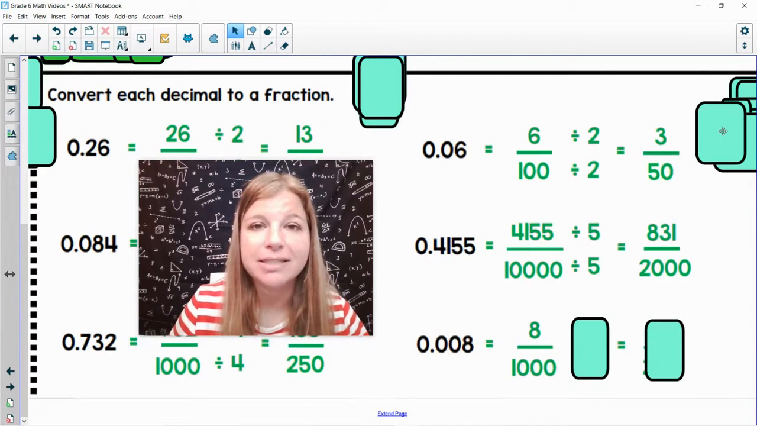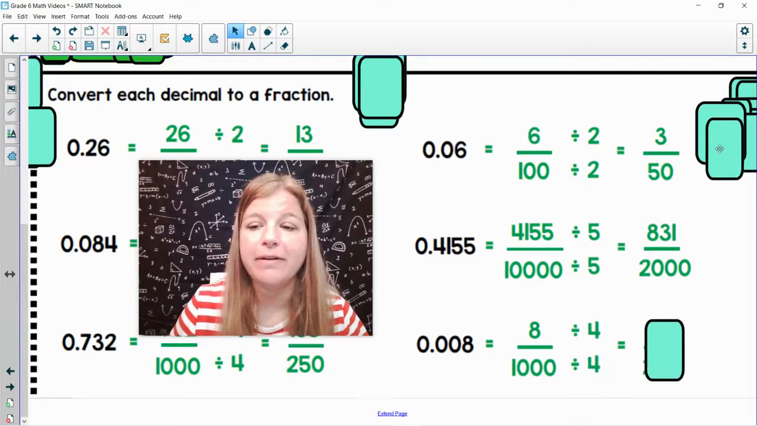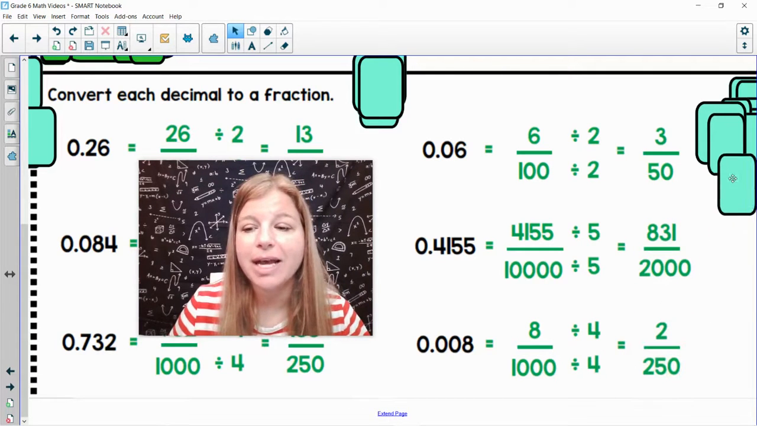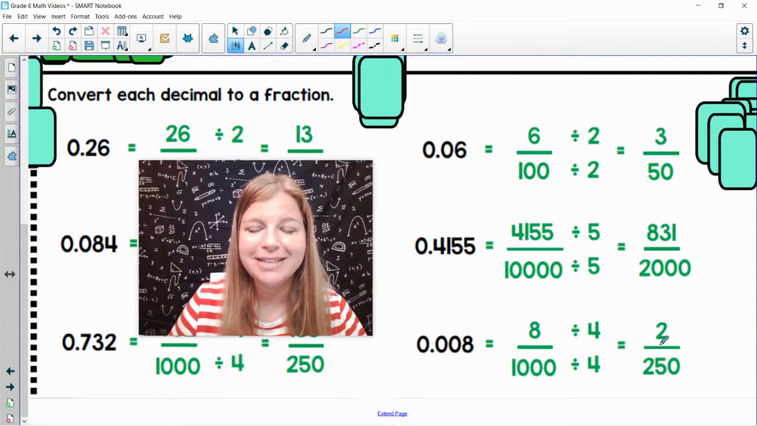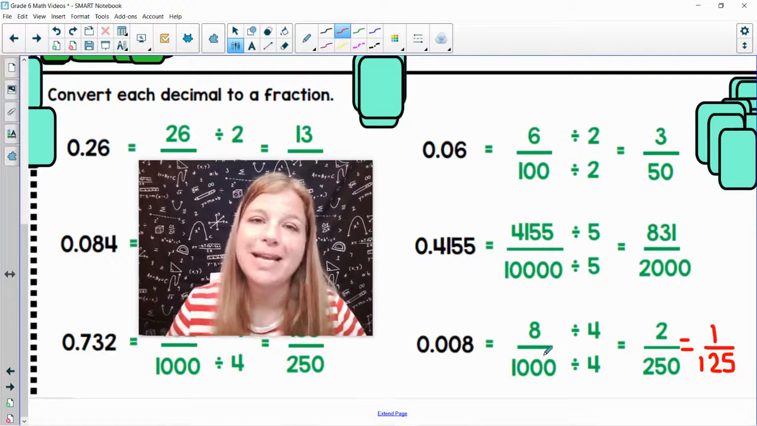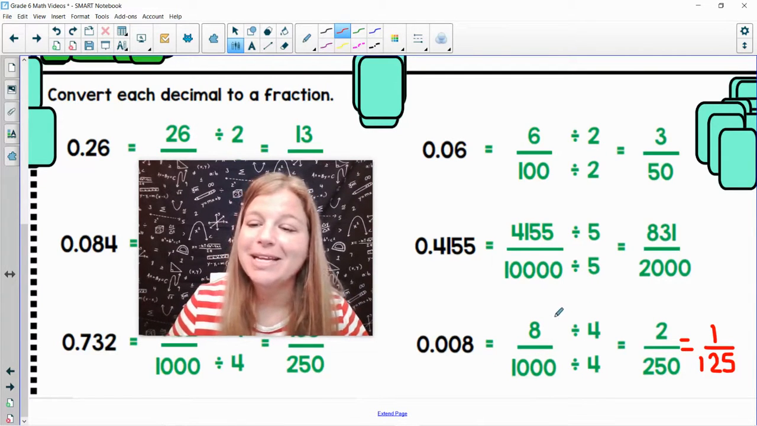And the last one, 8 over, this went out to the tenths, hundredths, thousandths. So 8 1,000ths. I could divide both by 4. And if I do that, I get 2 over 250. Hey, wait, we can simplify those, can't we? I can simplify that even further to 1 over 125. So I actually didn't pick the biggest common factor. The greatest common factor then would have been 8. So if I divide them both by 8, it'll bring me right to this answer even quicker.